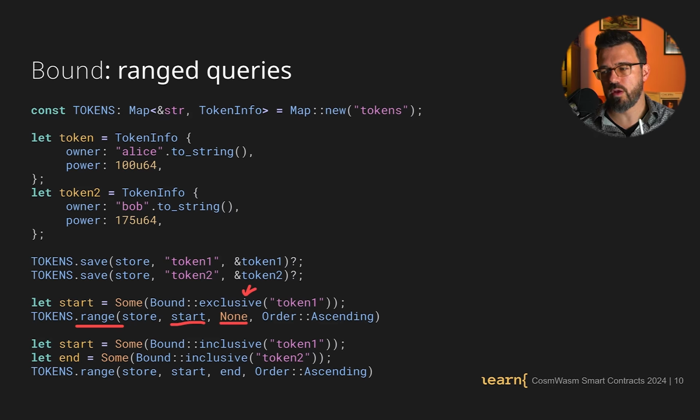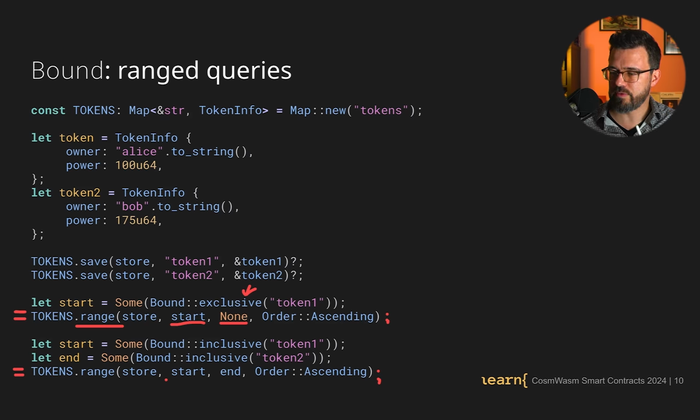The start is token 1, but it's exclusive. So this resulting item, I should have actually had let something equals tokens range. There's not much point to just calling tokens.range. In fact, this is a completely unfinished line, and I apologize for that. So let's say we let our results equal tokens.range, and we have a start bound that is exclusive token 1 and an end bound of none, then all the tokens after token 1 will be included, in this case, token 2.